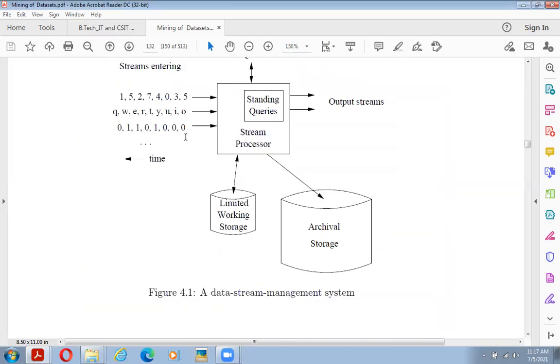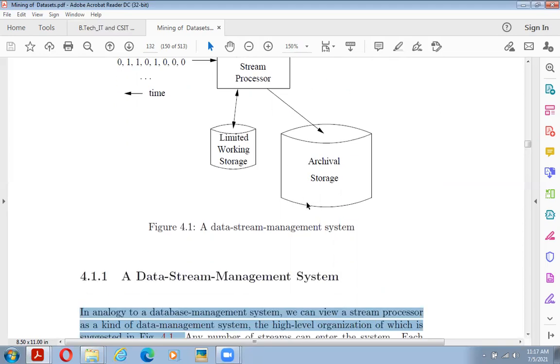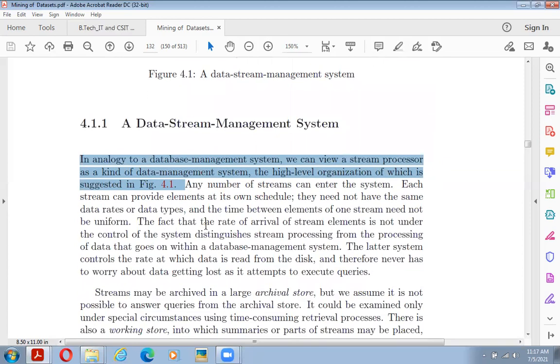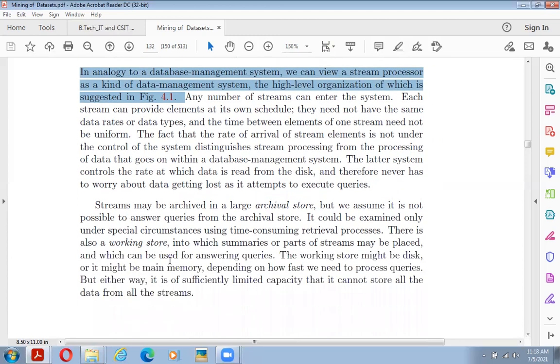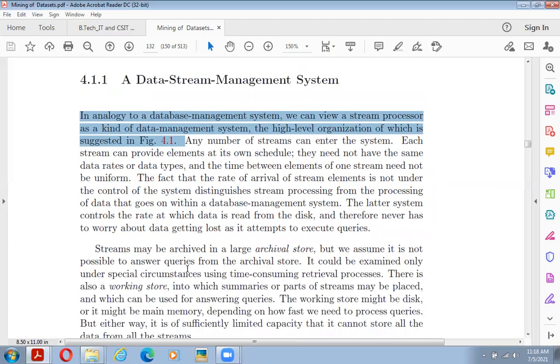This figure shows many streams coming in and the stream processor working, interacting with the archival storage as well as the limited working storage, and also ad hoc queries on the stream. Any number of streams can enter the system. Each stream can provide elements on its own schedule. They do not have the same data rates or data types, and the time between elements of one stream need not be uniform.